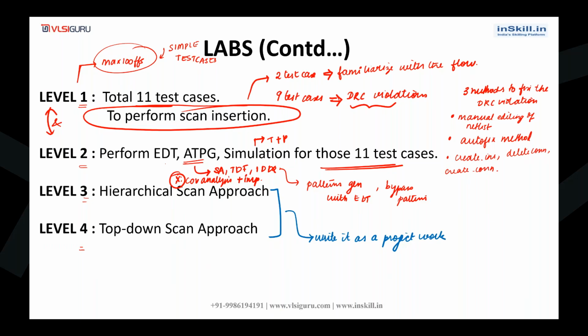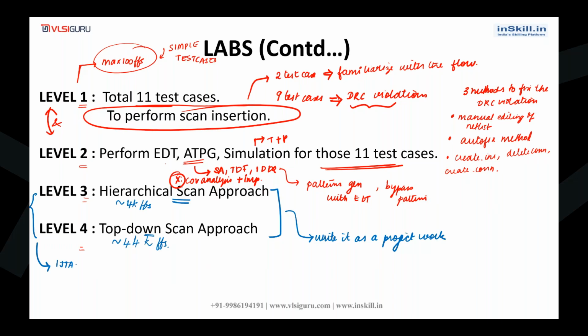These are test cases with higher complexity. Level 3 projects will have around 4k flops, and level 4 projects will have around 44k flops. In level 3 projects we will be doing the hierarchical scan, and in level 4 projects we will be doing the top-down scan approach.